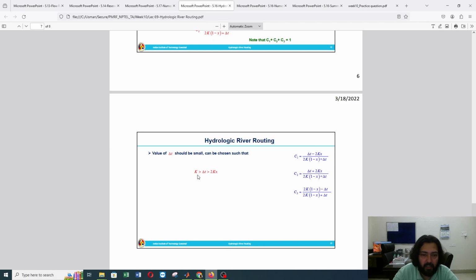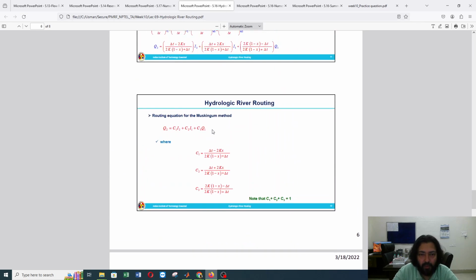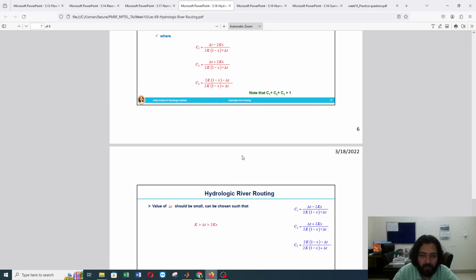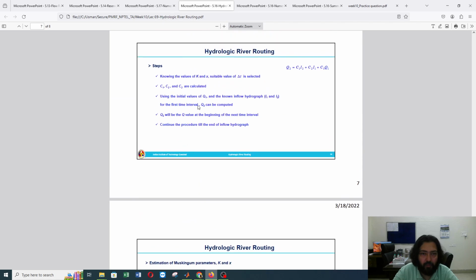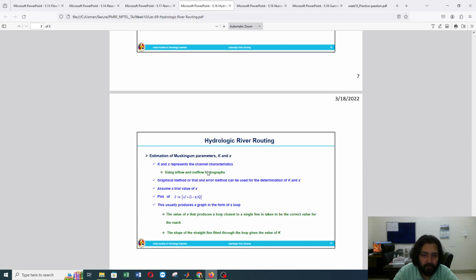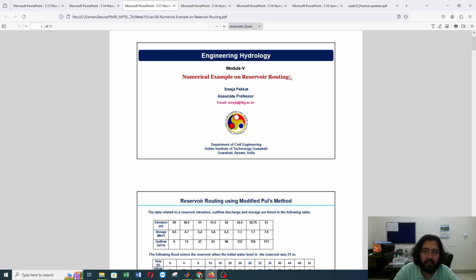So the condition is that the k value should be greater than delta T, and delta T should be greater than 2kx. So the first thing is we need to check whether it is satisfied or not. Once it is satisfied, we can calculate the coefficients, and once we get the values of the coefficients, then using this equation we can calculate the outflow at the downstream. So these are the steps of how we are going to calculate the Q2 value using this equation, right?